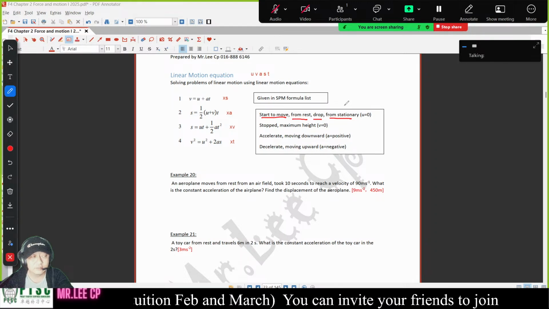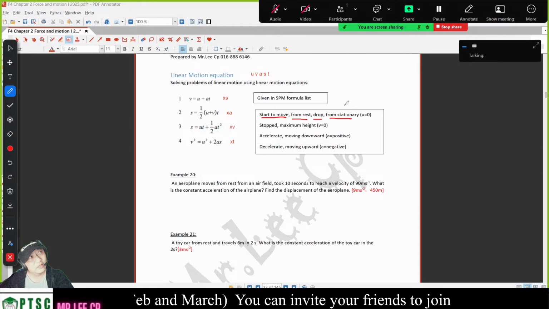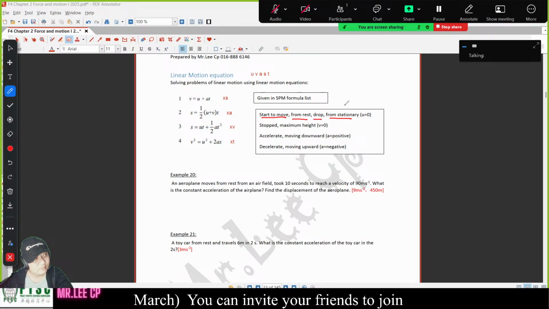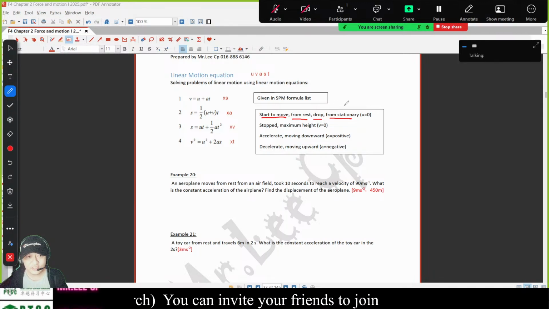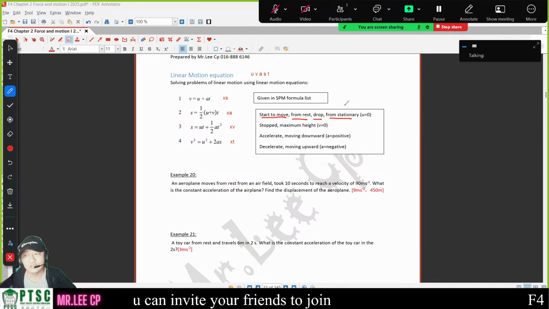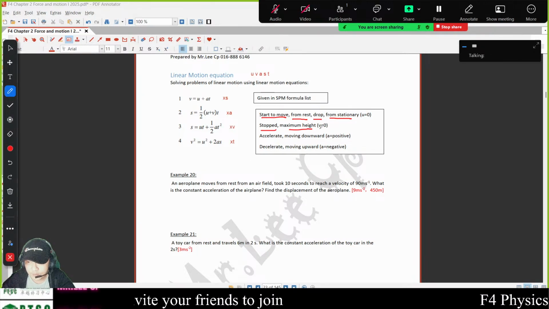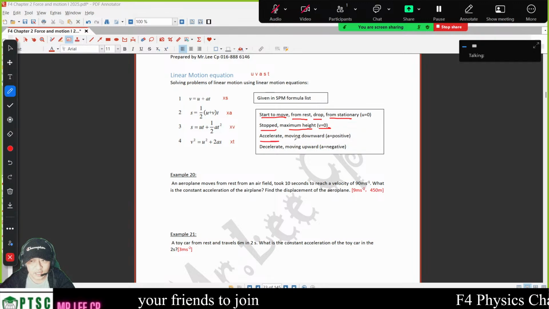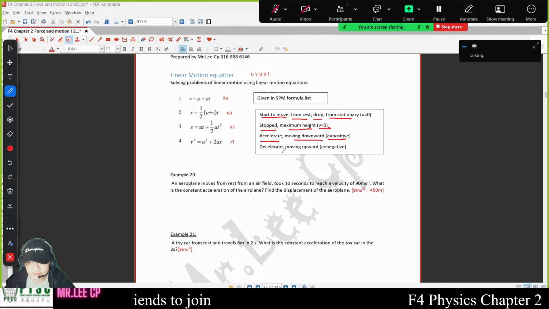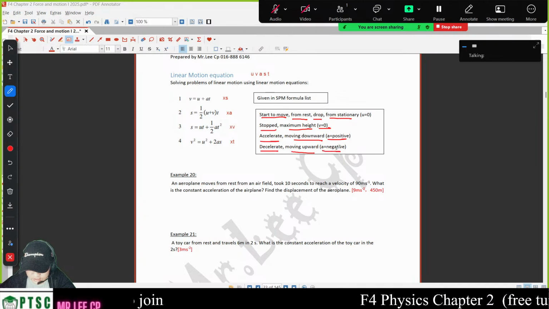For example, like a car. A car moves. So in this question you cannot find any U and they don't ask you for U, so you have to assume the U is equal to 0. Okay. Now stop, maximum height, V is equal to 0. Accelerate, moving downward, the acceleration is positive. If decelerate or moving upward, A is equal to negative.